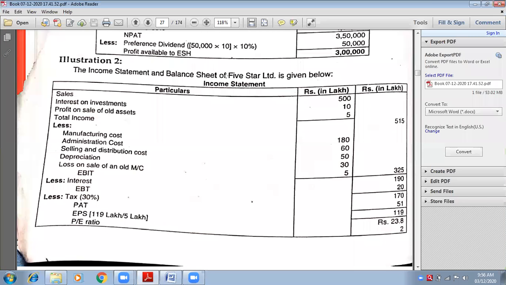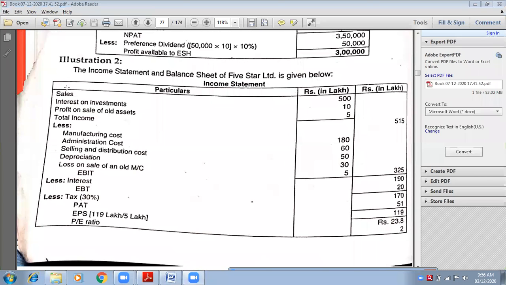Okay, let's start with the practical question. The income statement and the balance sheet of Five Star Limited is given below. Now here the format is a little different. It is according to financial management, not according to the management accounting which we just saw.